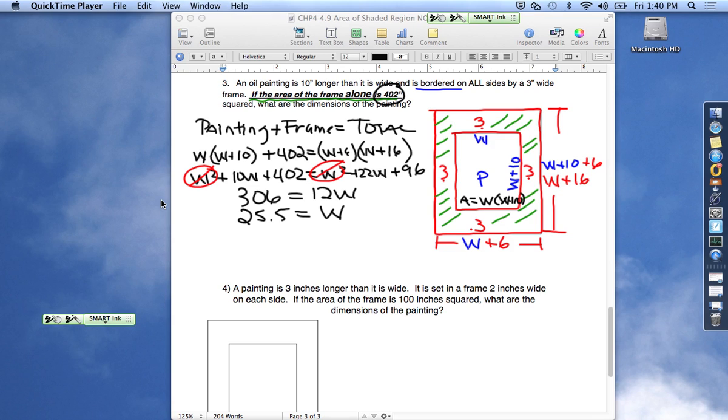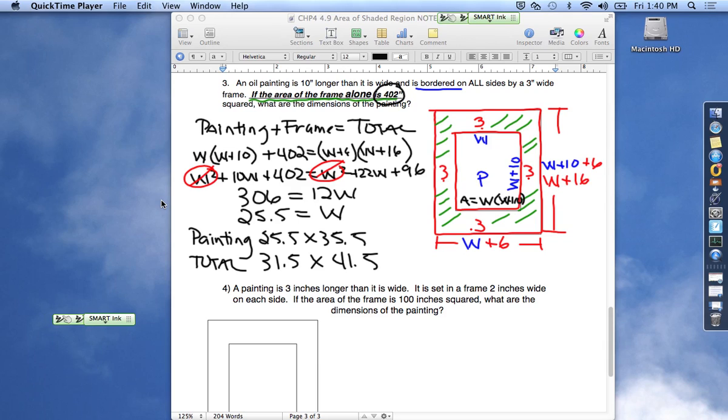Then you come back to the original shape, and the painting itself is 25.5 by 35.5. And I'll just go ahead and write that down here. Going back to the dimensions in blue, let W be 25.5. So the measurements of the painting, and then the measurements of the entire, the total, or the red dimensions on the outside, it's 31.5 by 41.5.